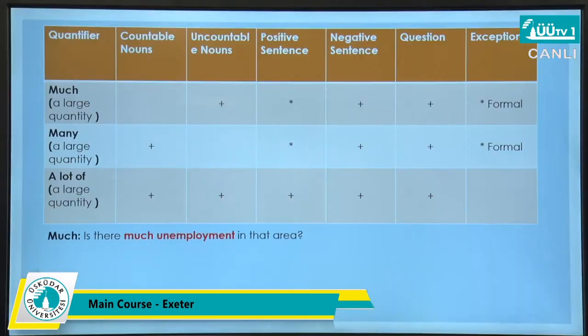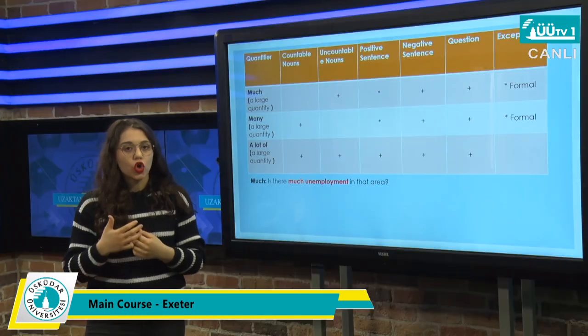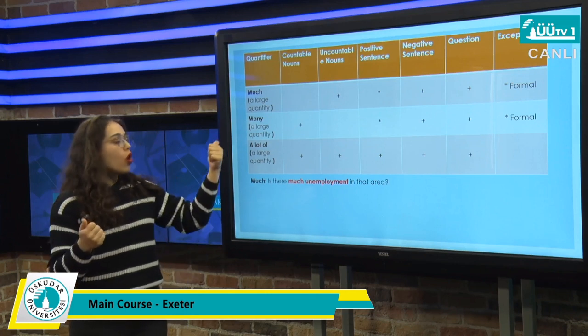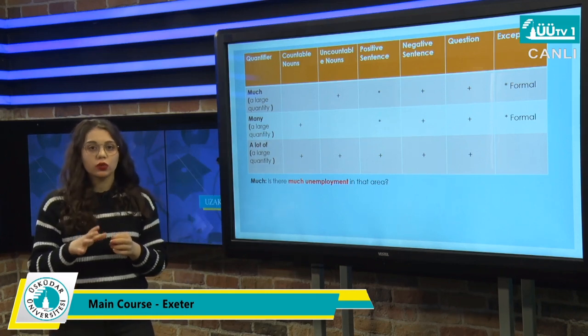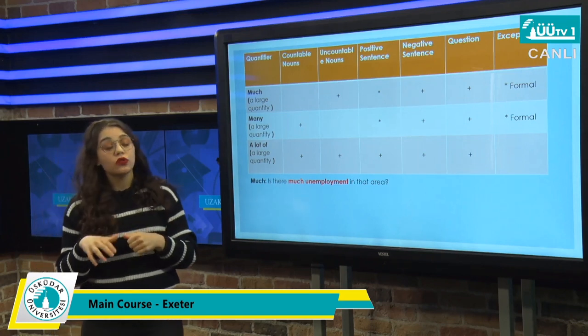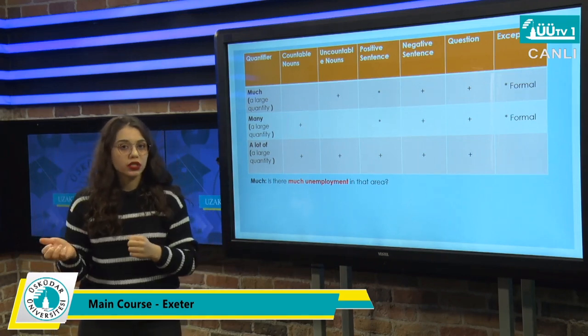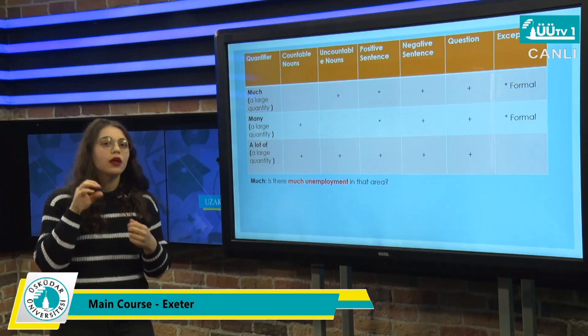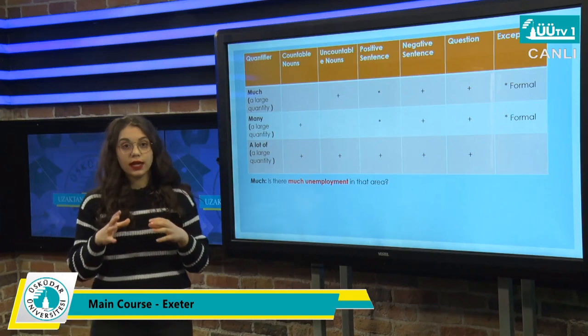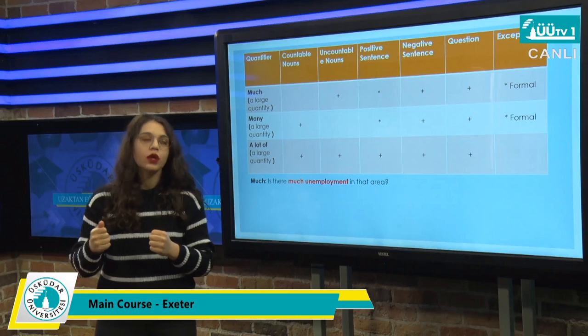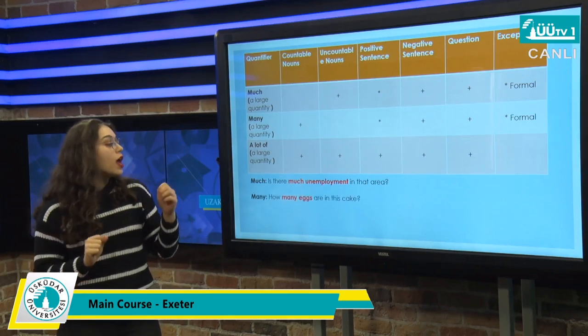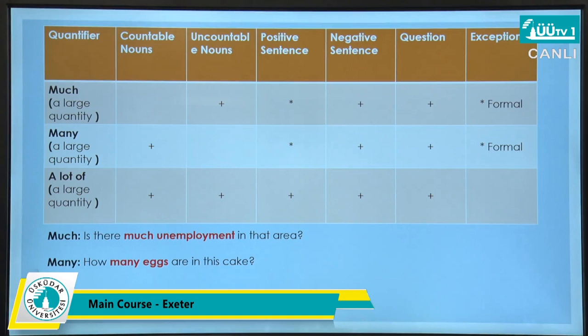Let's look at the example here. For example, is there much unemployment in that area? It tells us that unemployment is uncountable, so we use it with much. Or many. Many is used only with countable nouns, and we use it again in negative sentences or questions. And if you want to use many in a positive sentence, that sentence should be formal again. Let's look at the example here. How many eggs are in this cake? Again, eggs are countable nouns, so we can use eggs with many.